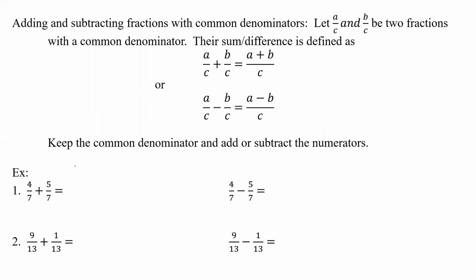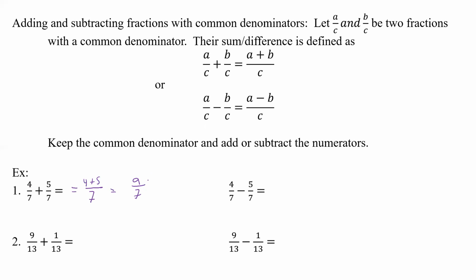So what about the first one here? 4 sevenths plus 5 sevenths. Well, first, are they common? Well, 7 and 7 is a common denominator, so we'll say that's in the denominator. And then we take 4 plus 5 in the numerator. Well, 4 plus 5 is 9, so 9 sevenths is going to be our answer.